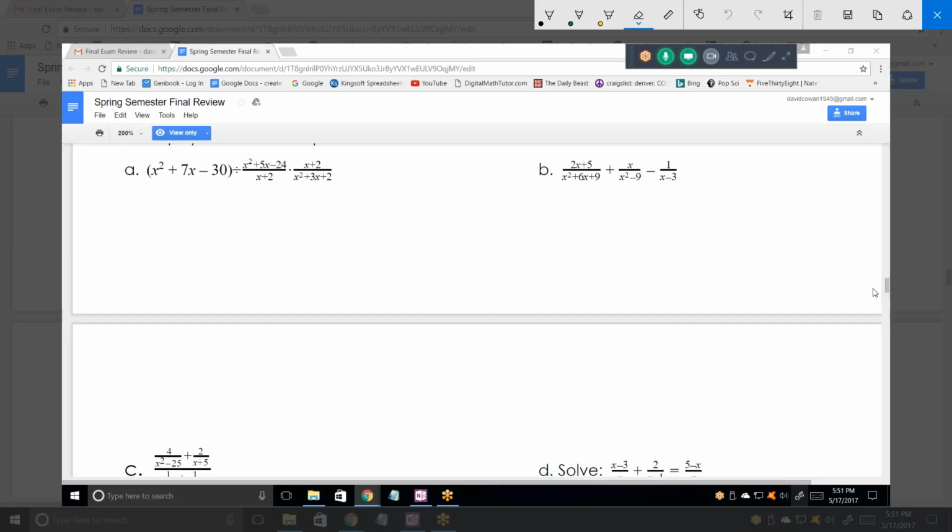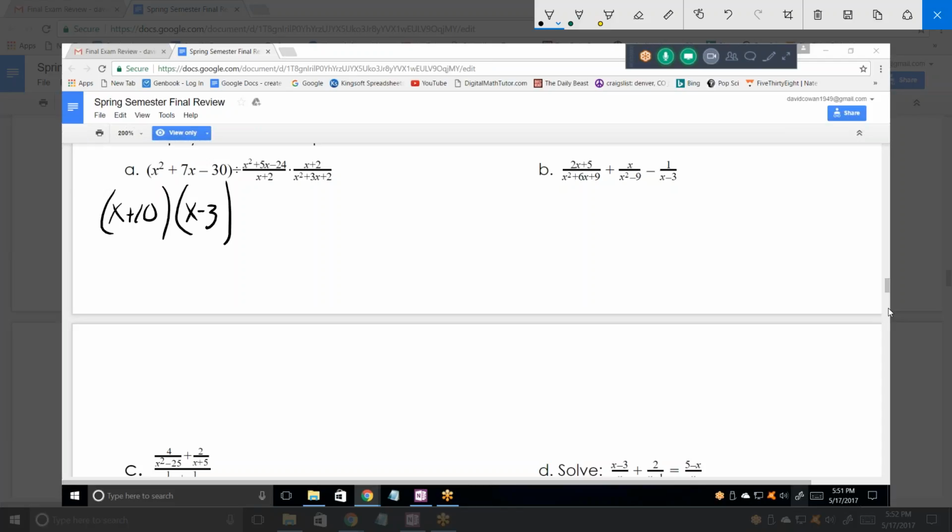The secret to all of these is the factoring. That's why it's under the section factoring. In other words, it looks like a division and a multiplication problem, but it's really a factoring problem. So factor that. X plus 10, x minus 3. Now, let's factor the numerator and turn it into multiplication.